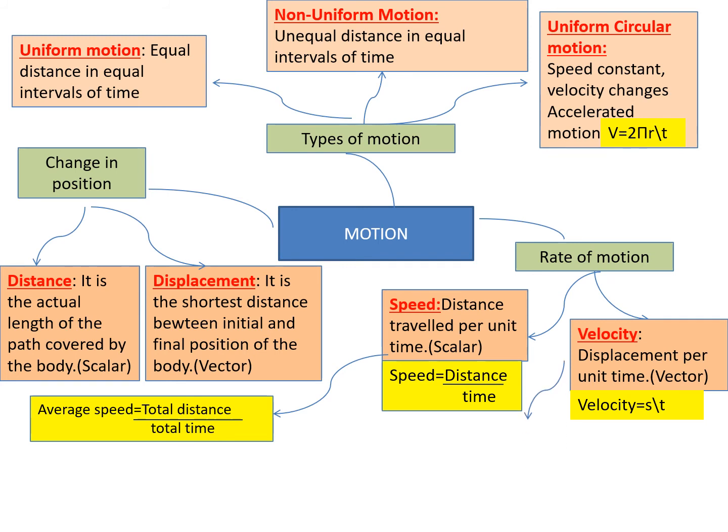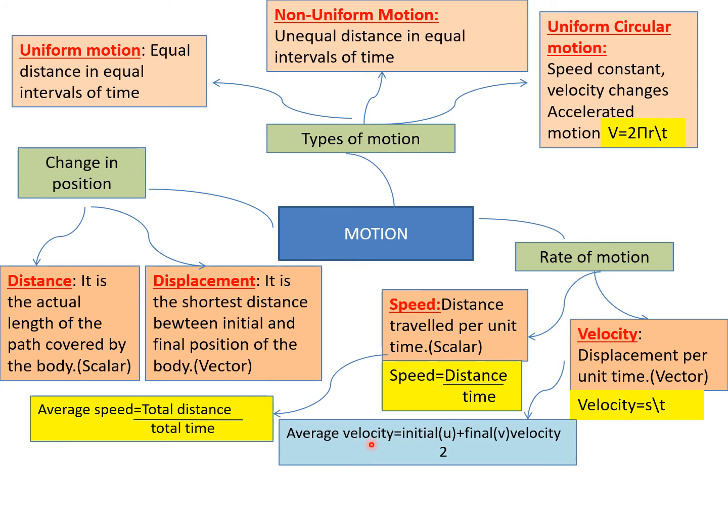Now, in the similar manner, we can talk about average velocity also. So, what will be the average velocity? It is the initial velocity plus final velocity by 2. See, I've written this together so that you can clearly make out the difference between average speed and average velocity. Average speed is total distance upon total time, whereas average velocity is initial velocity plus final velocity by 2. Okay. So, again, average you have to calculate when it is a non-uniform motion.